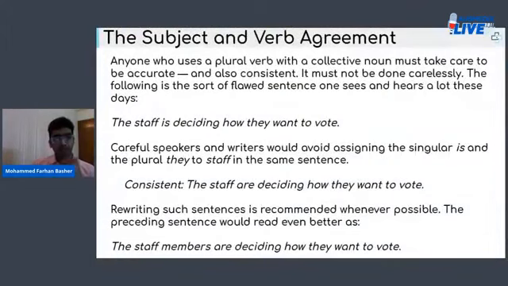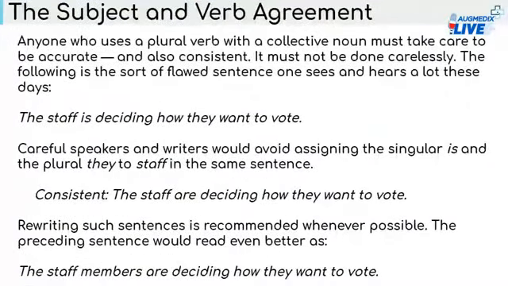Okay, now let's read this slide here. Anyone who uses a plural verb with a collective noun must take care to be accurate and also consistent. It must not be done carelessly. The following is the sort of flawed sentence one sees and hears a lot these days. The staff is deciding how they want to vote.